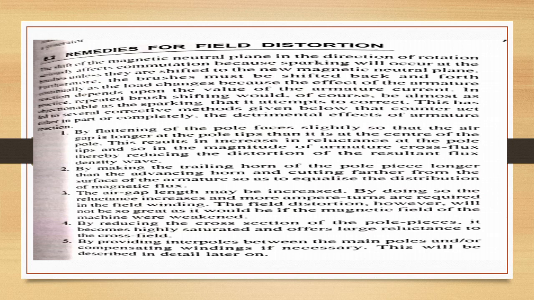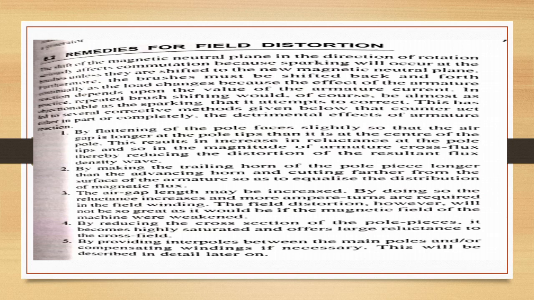Second is by making the trailing horn of the pole piece longer than the advancing horn and cutting further from the surface of the armature so as to equalize the distribution of magnetic flux. Third is air gap length may be increased, and by doing so the reluctance increases and more ampere turns are required in the field winding.